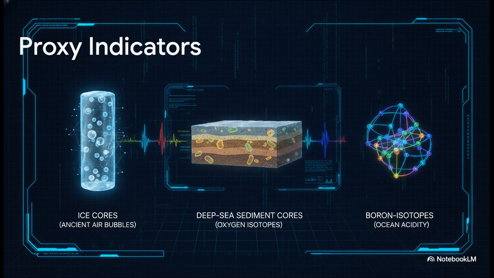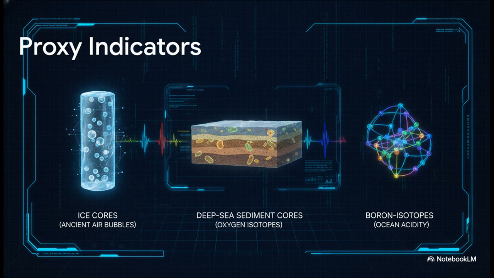You might be wondering, how do we actually know what the baseline was millions of years before humans even invented thermometers? Well, we read proxy indicators. Scientists pull up deep-sea sediment cores to look at oxygen isotopes in microscopic fossils called benthic foraminifera, which tell us past ocean temperatures. We drill miles down into glaciers to extract ice cores that literally contain tiny ancient air bubbles, which are actual physical samples of the atmosphere from hundreds of thousands of years ago.